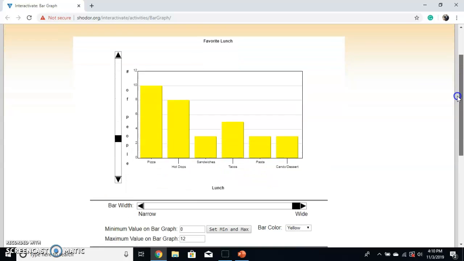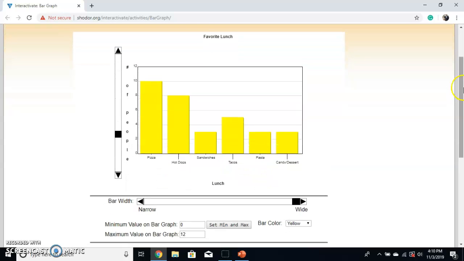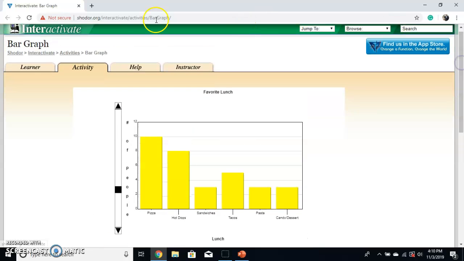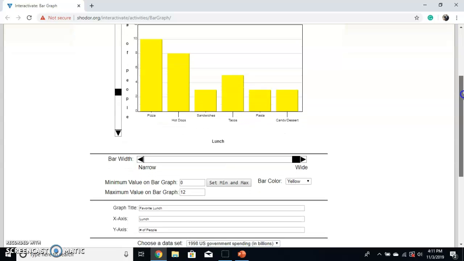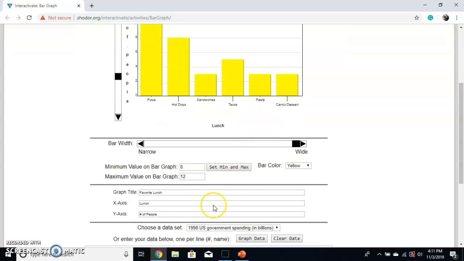Now, if you had a piece of paper, you could do the same thing, but this is a virtual way. You can go to the website to make your own little bar graphs and your own data. So that's our own data.